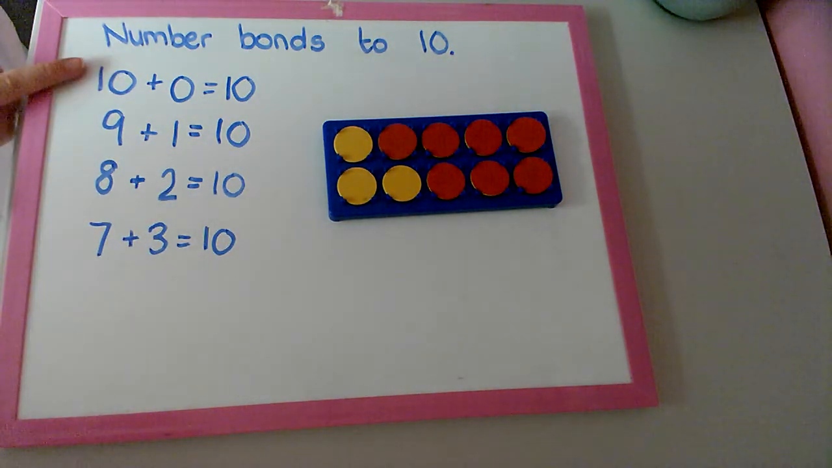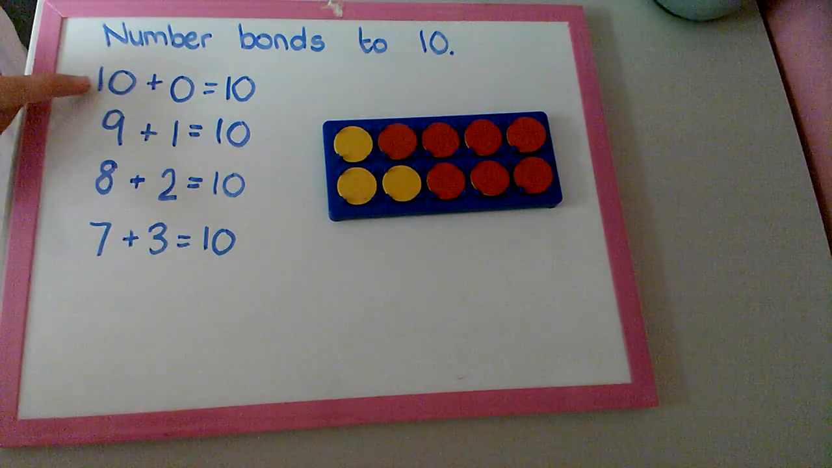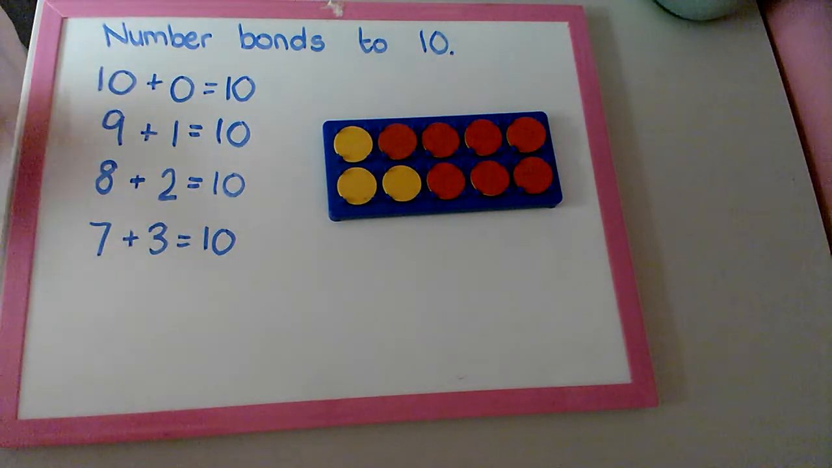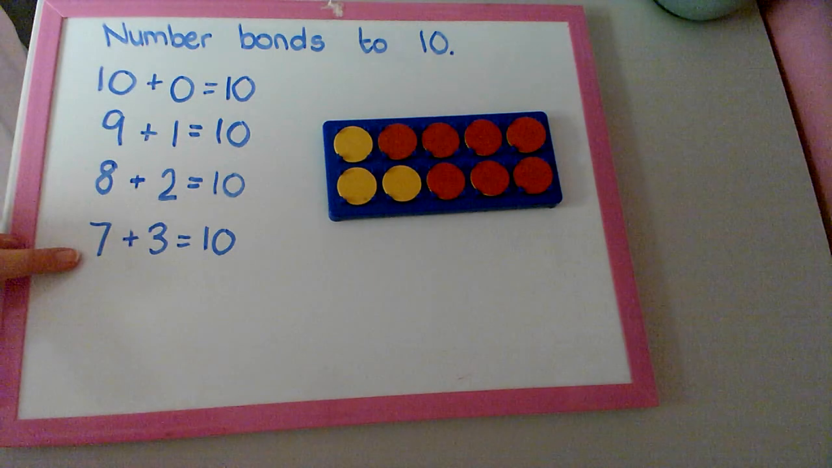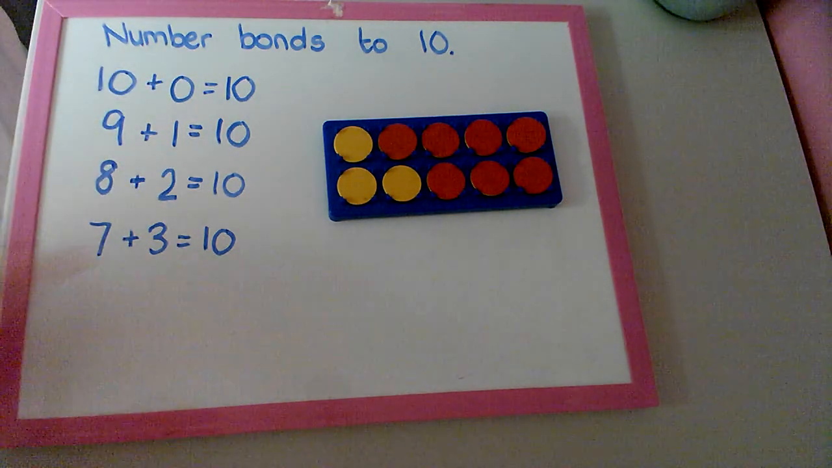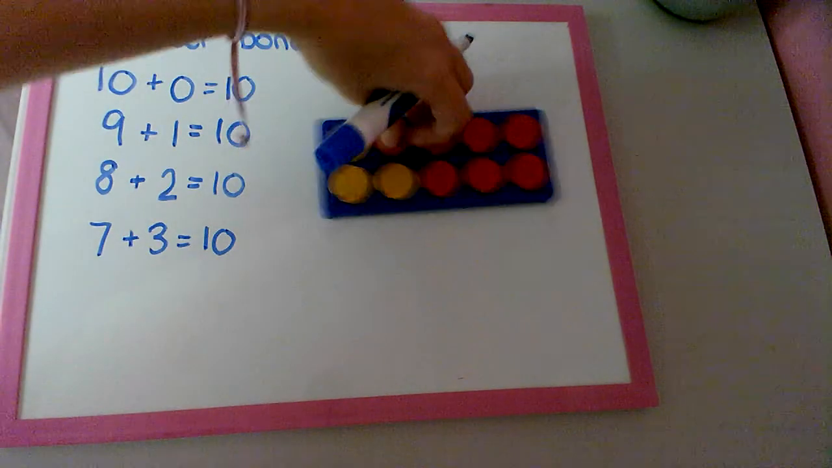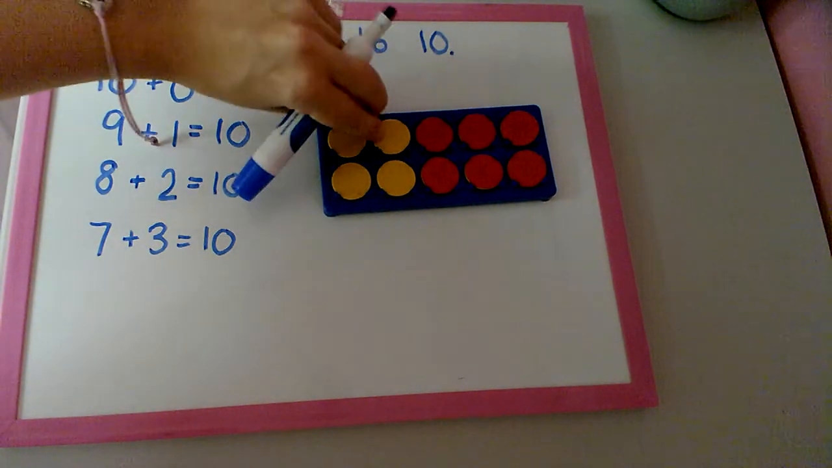Can you spot a pattern? I can see that each time that I'm changing the red counters to yellow, the red counters are getting smaller, the value is getting smaller, but the number of yellow counters is getting bigger. Let's see if the pattern continues.